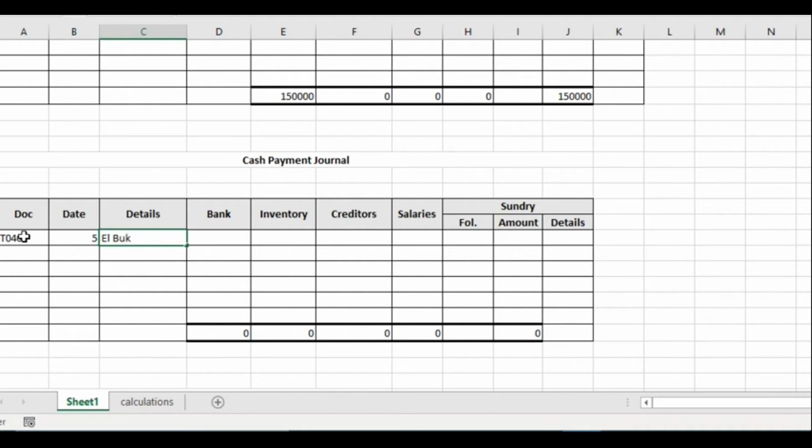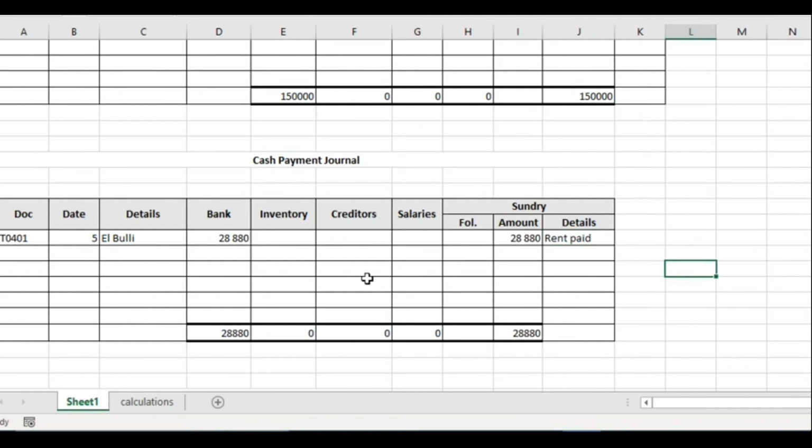is L Bully or EI Bully, not sure. And then our bank here is going to be 28,880. Then you want to go to our sundries account and say 28,880. Then here it's rent or rent paid. If you want to be more specific and clear, you can say rent paid, or you can just say rent.